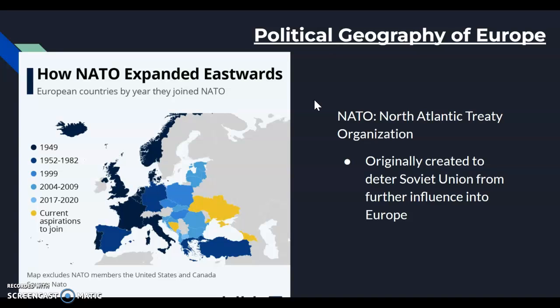Okay. Moving on to the political geography of Europe. Main takeaway from here is know what NATO is. If people ask you what NATO is, it's the North Atlantic Treaty Organization. It was originally created to deter the Soviet Union from influencing Europe, or further influencing Europe at that time. And the main takeaway you'll notice is that NATO has been expanding eastwards over the years, incorporating new members. However, Ukraine has not been incorporated. And again, you'll see that various countries have been trying to join NATO, and the NATO basic synopsis is an attack on a NATO country is an attack on all NATO countries.